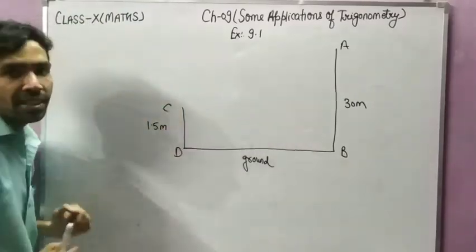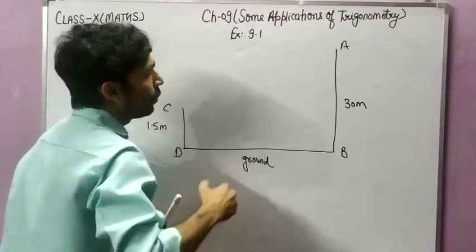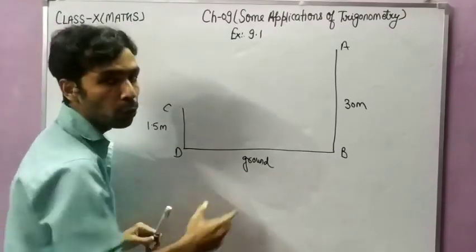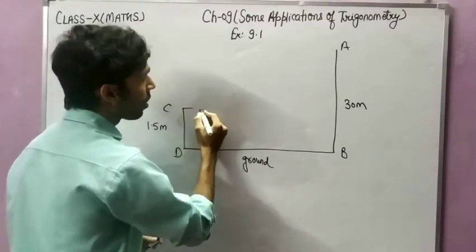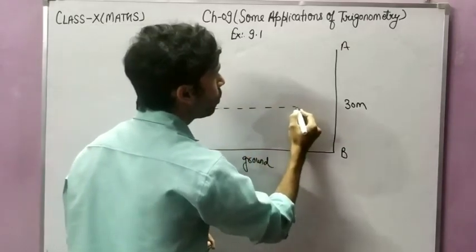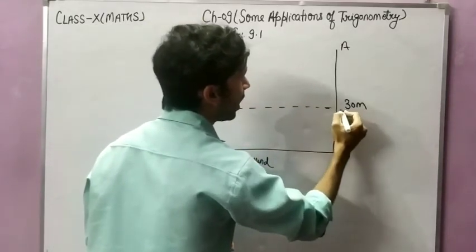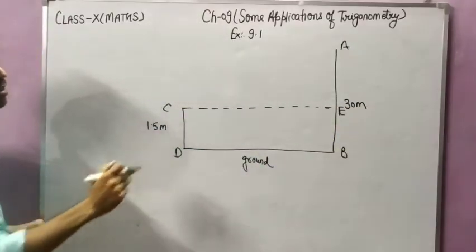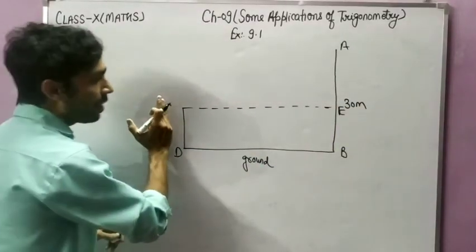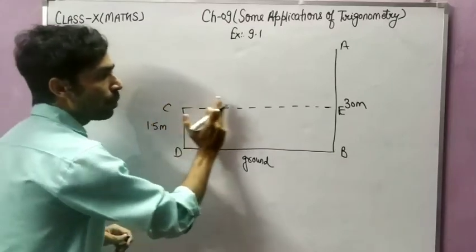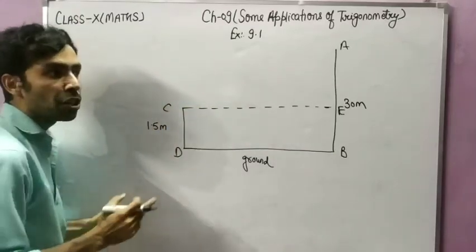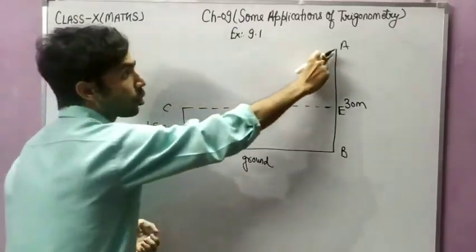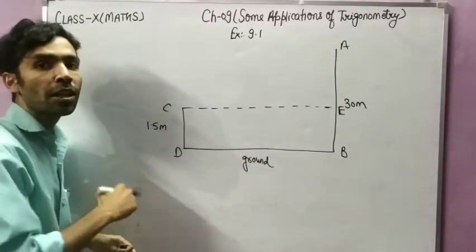But at point C there is no ground now. So what we will do is draw a line parallel to DB. From C we will draw a line parallel to DB, and let this point be E. When he moves from C to some position, the angle of elevation from his eyes to the top of the building increases from 30 to 60 degree.